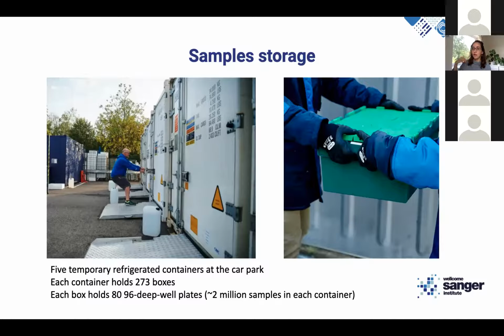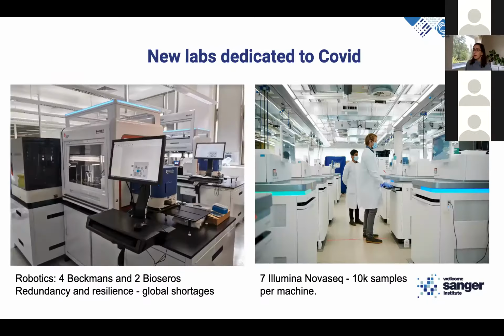The idea is not to hold that many, but it's there for contingency. At the moment, we are destroying samples every 7 days, so whatever has not been processed will be destroyed in 7 days. And we have built some new labs dedicated to COVID work. Here I'm also going to talk to you about the redundancy and resilience of the process.